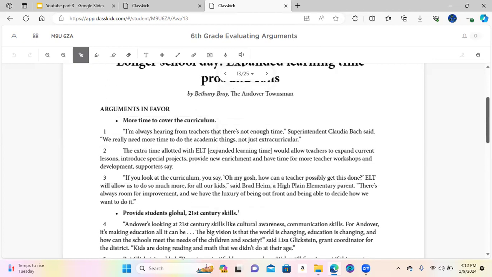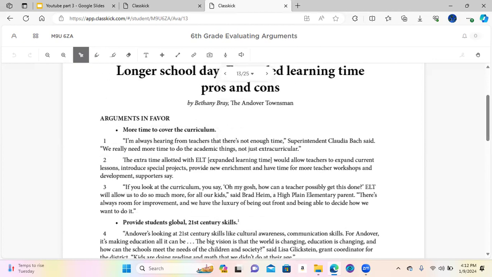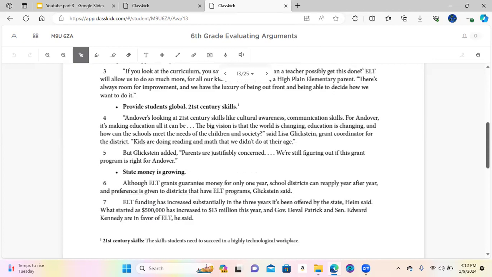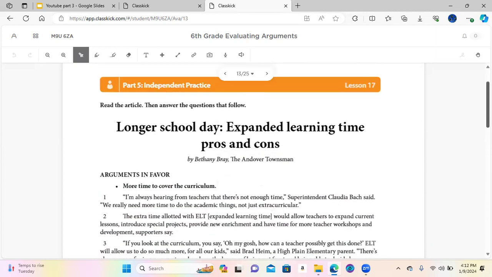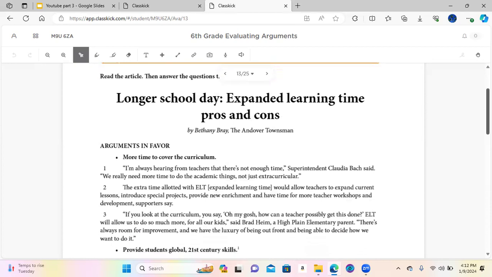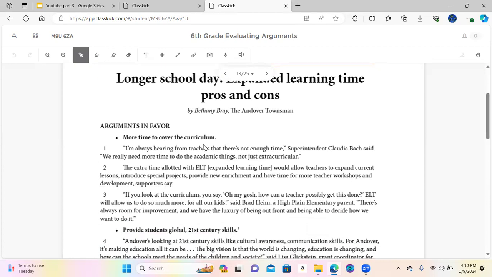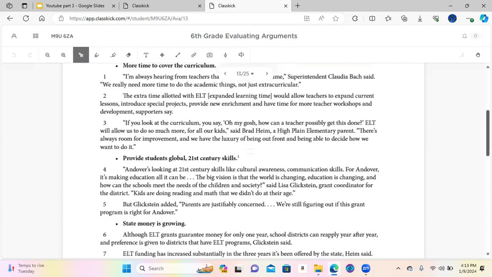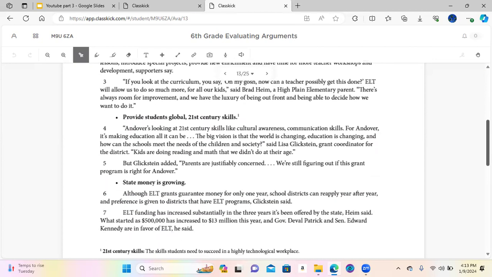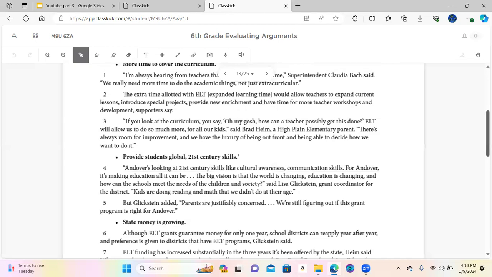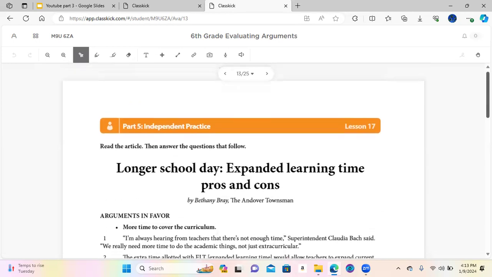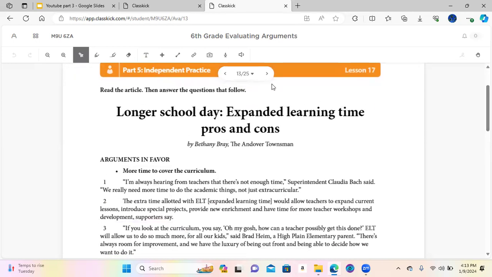So remember that ELT is extended learning time. So these are the 3 arguments that they use to support longer school days. Number 1, more time to cover the curriculum. 2, provide students global 21st century skills. And 3, state money is growing. So you get more money if you have extended learning programs. Now we're going to look at the cons.